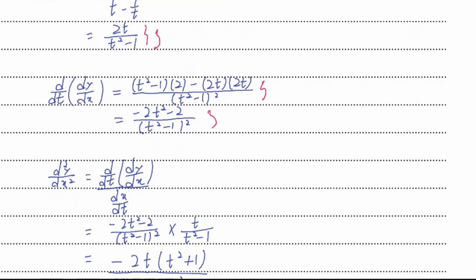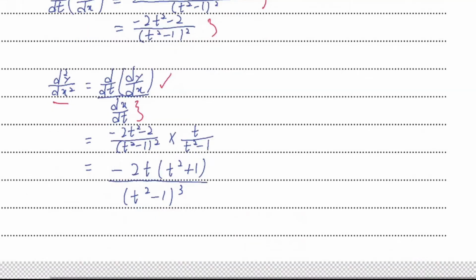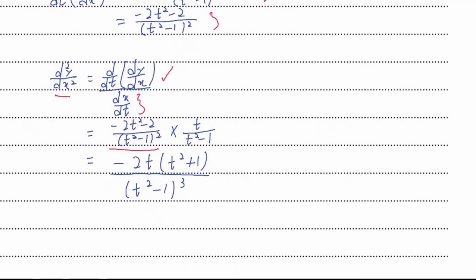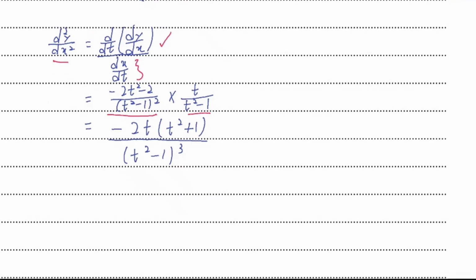At last, when we want to find the second derivative, remember we have got an extra step there. Other than differentiating the dy dx itself, we need to divide. Always remember to divide by dx dt. So this is what we have for the derivative of dy dx, and then divide by dx dt. After that, we just need to tidy up a little bit.